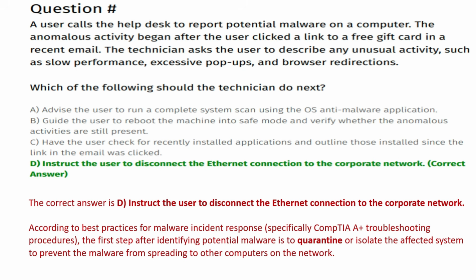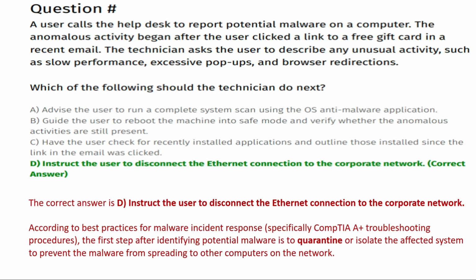The next question is, a user calls the help desk to report potential malware on a computer. The anomalous activity began after the user clicked a link to a free gift card in a recent email. The technician asks the user to describe any unusual activity such as slow performance, excessive pop-ups, and browser redirections. So which of the following should the technician do next?